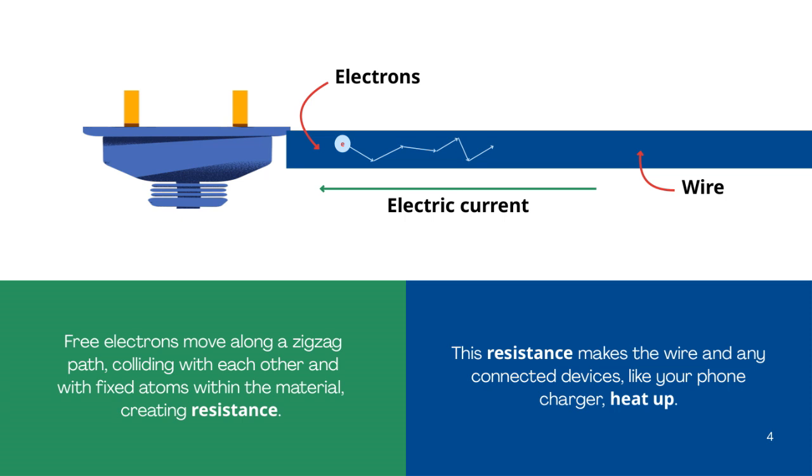This concept of resistance is fundamental because it explains why wires heat up and also influences how electrical devices are designed for efficiency. So, understanding how electrons move and encounter resistance helps us grasp the overall behavior of electrical circuits.